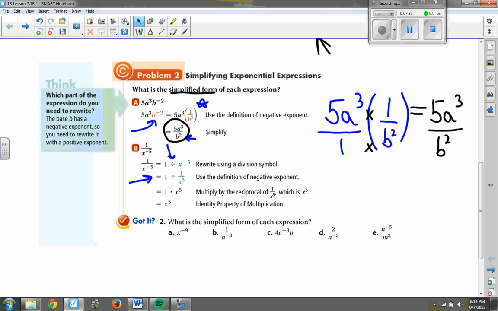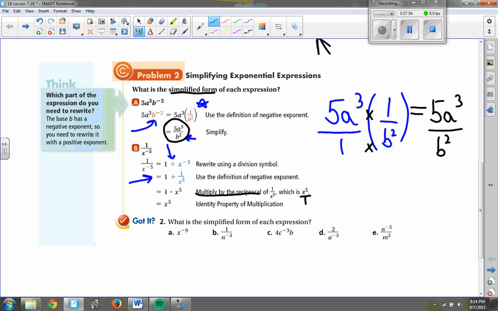Dividing by that fraction, 1 over x to the fifth power, hopefully we know that dividing by a fraction is the same as multiplying by the reciprocal. And reciprocal just means we flip the fraction over. So instead of 1 in the numerator and x to the fifth in the denominator, we're just going to do x to the fifth in the numerator and 1 in the denominator, or x to the fifth on top of the fraction, 1 on the bottom.